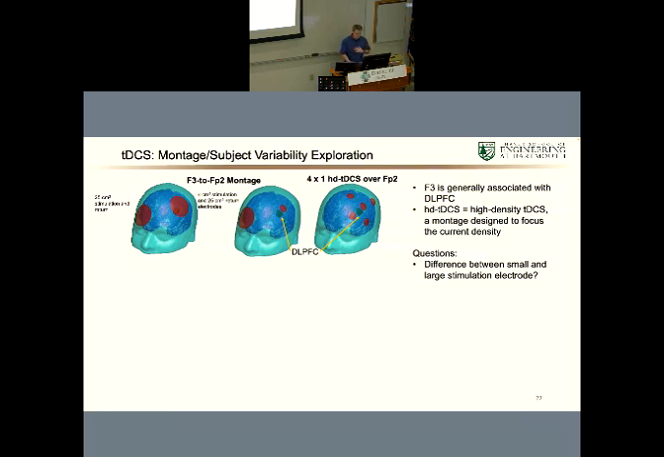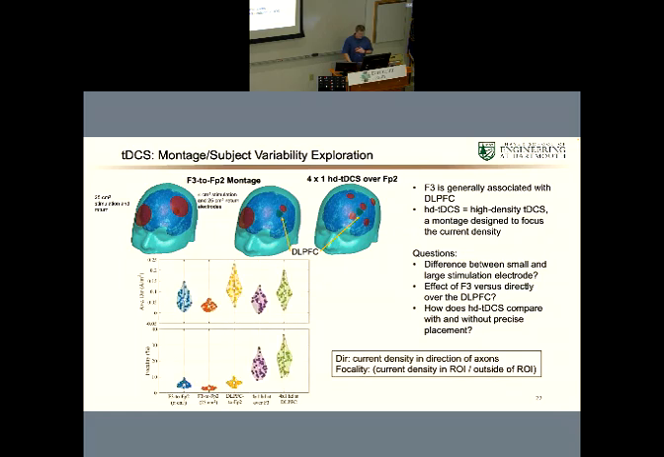What is the actual difference between the small and large stimulation electrodes? The effect of F3: they often place these electrodes based on EEG locations, but there can be slight variability between the EEG location and the actual brain region of interest per subject. So with our model, we can place it directly over the region of interest. And then we can look at how good this actual HD tDCS that some groups have been pushing is.